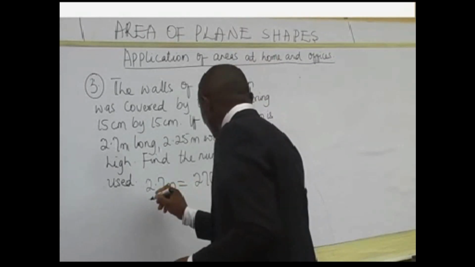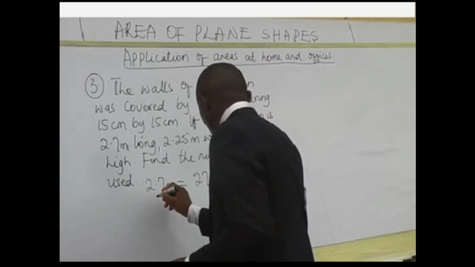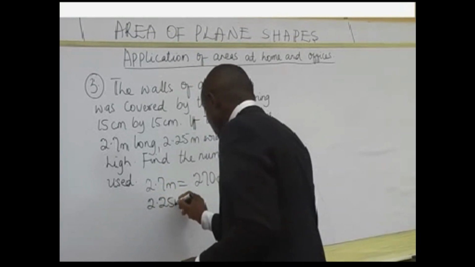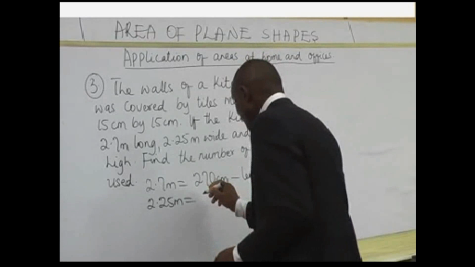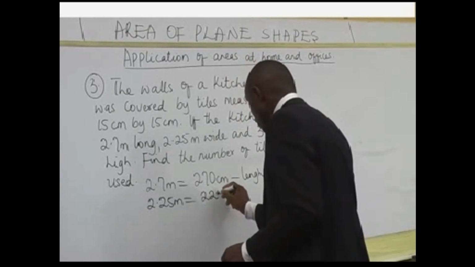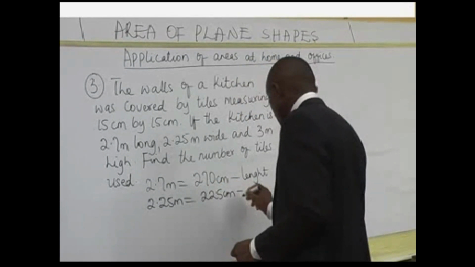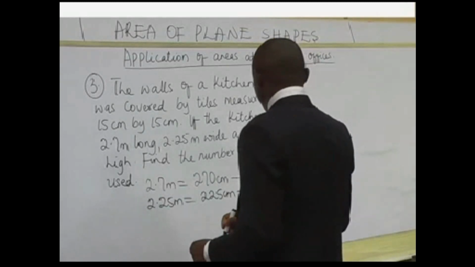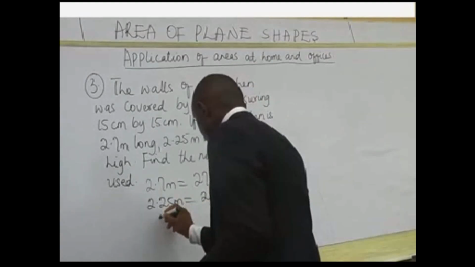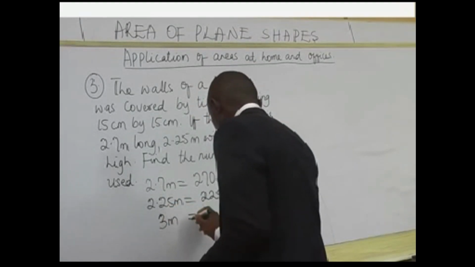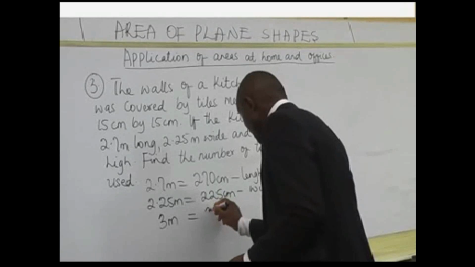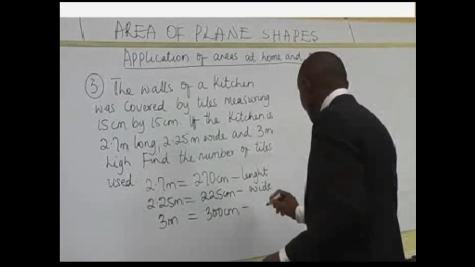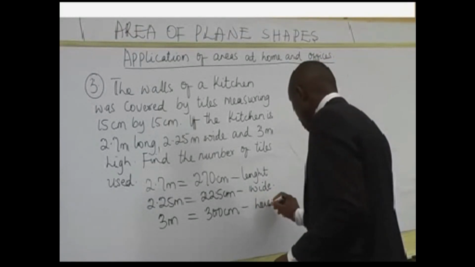They said the wideness of the kitchen is 2.25 meters. It's the same thing as 225 centimeters. That is the wideness. The height, they say, is 3 meters. 3 meters is the same as 300 centimeters. That is the height of the kitchen.